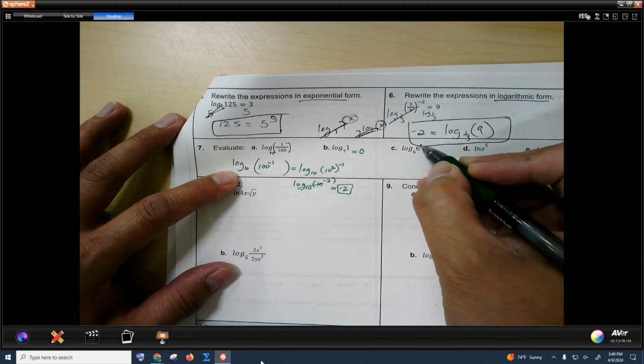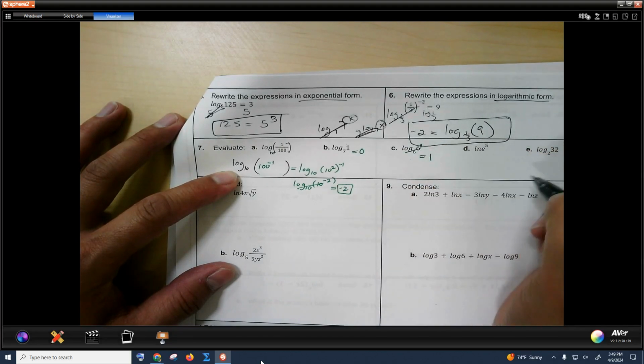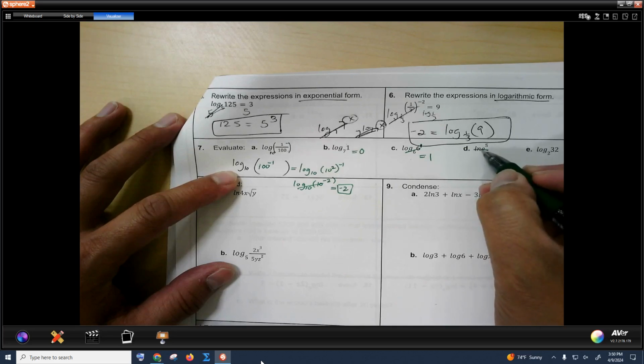Okay, anything to the 1 is 0, and then these are already the same base, so there really is a power 1, so they just cancel, the answer is 1. And e and natural log written together cancel, so 5 is left.